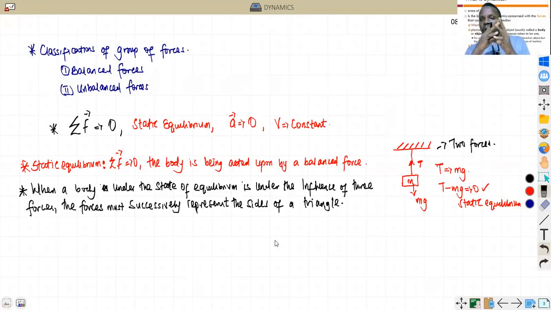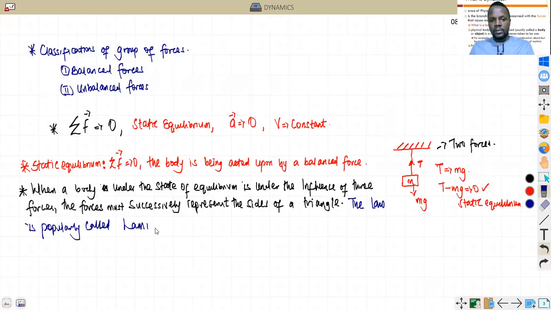So when you have more than two, I have explained static equilibrium with respect to two forces: they balance out, then that means they are going to be equal to 0. But when the forces acting upon a body are more than two, each of these forces can be represented by what? By sides of a triangle. This law is called what? Lami's theorem. You can just write, the law is popularly called Lami's theorem.